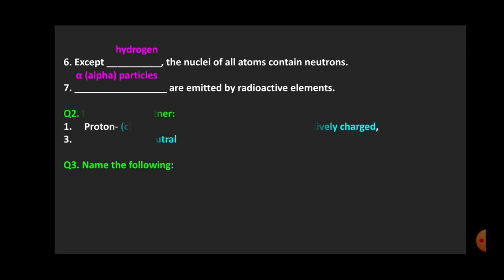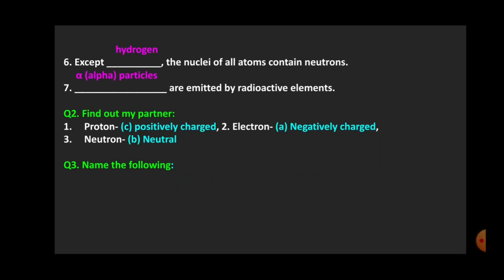Then the next question is find out my partner, that is match the columns. The very first one is proton, and the answer is C, positively charged. Second one is electron. The answer is A, negatively charged. Third is neutron, and the answer is B, that is neutral. They do not have any charge.